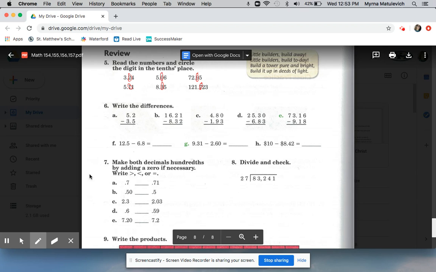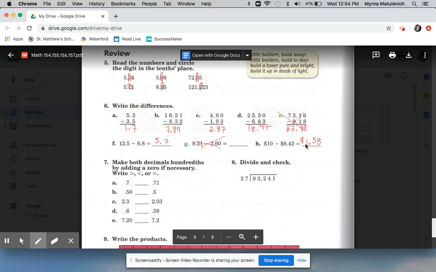Write the differences. So I crossed off the greens. Remember, when subtracting or adding decimals, you need to add or subtract straight down. Bring your decimals straight down in the column. And then for these, it might be helpful for you to line it up into this format to make sure you put your decimal in the correct place.